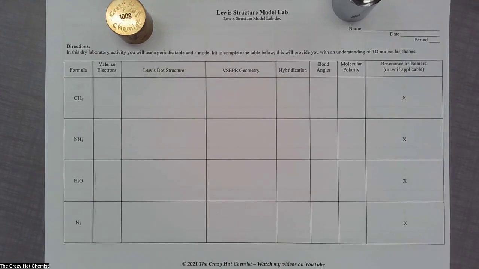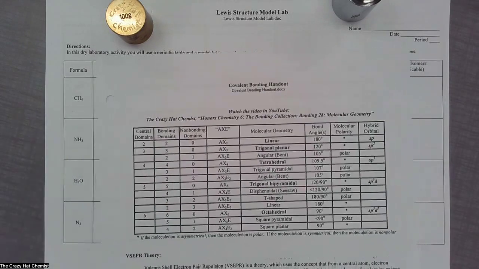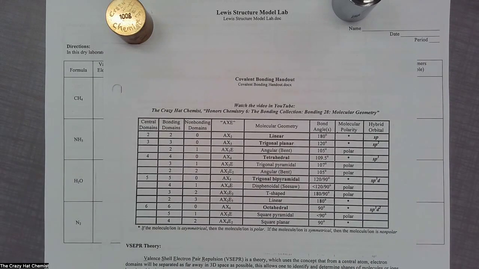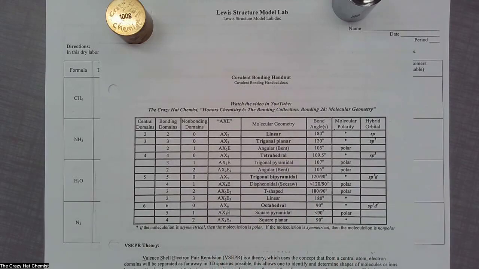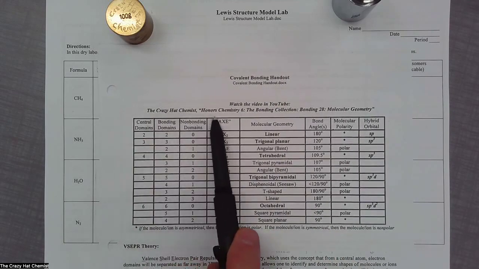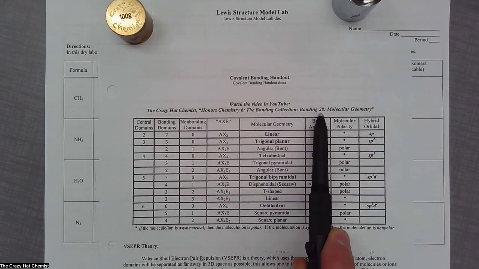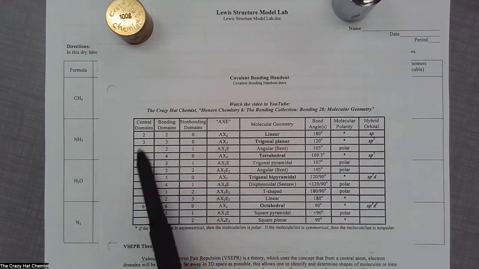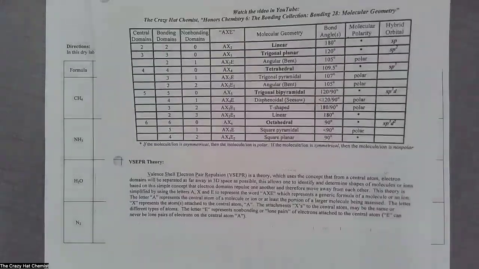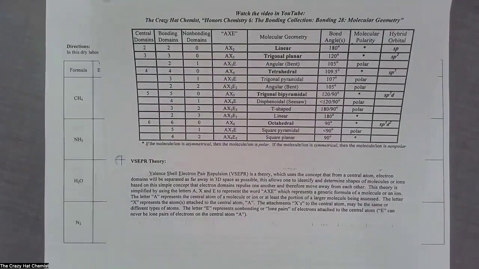You need, one, the lab that you see before you, and of course, you need this right here. This gives you an idea of what we're doing. This is a covalent bonding handout that I have. If you go to my honors chemistry bonding collection, bonding video number 28 on molecular geometry, it explains what all this means. What does all this mean? It talks about VSEPR theory.